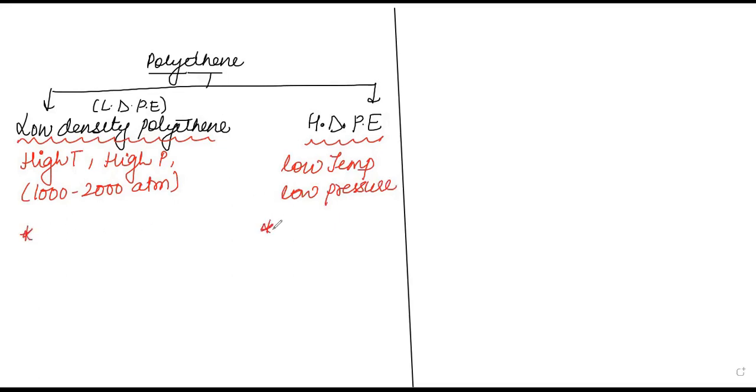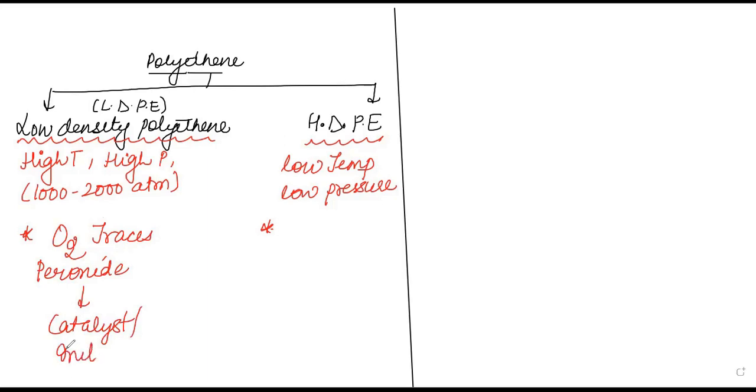The second type of point that we are writing, if we are using O2 traces, if I am using peroxide, तो इसके बनने में ये कैटालिस्ट की तरह एक्ट करेंगे और वी कैन से इनिशिएटर की तरह एक्ट करेंगे. दैट कैन एनहांस द रेट ऑफ फ्रैक्शन. If I am talking about HDPE, high density polyethylene, in this we are using mainly Ziegler-Natta catalyst, and hundreds of times this question came in the exam.